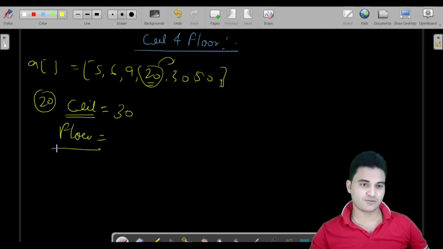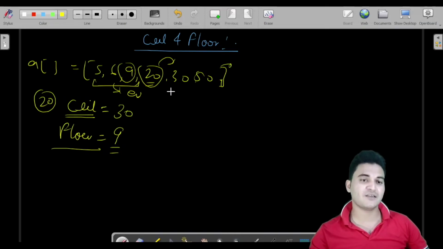Same goes for floor also. The element right before the particular element we are searching for is the floor. In this case the element right before 20 is 9, so 9 would be the floor. Or you can say it this way: from 20 to the left, the maximum element in this range would be the floor. So the maximum is 9 in this range. Sorry, that is the floor, and from 20 to the end, the minimum element inside this would be the ceil.